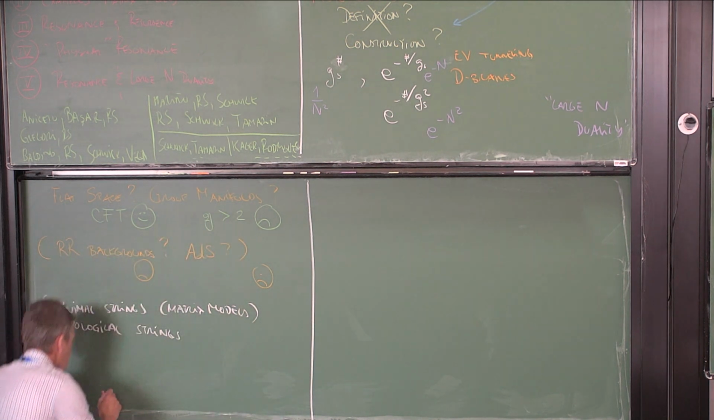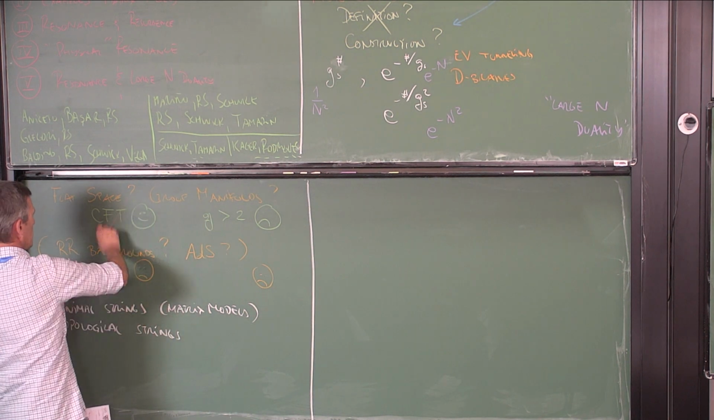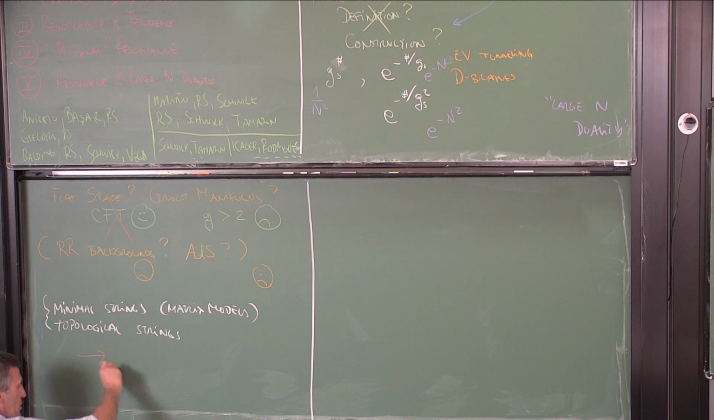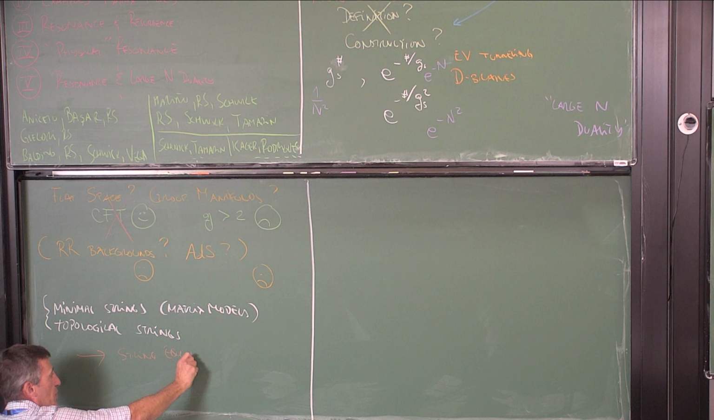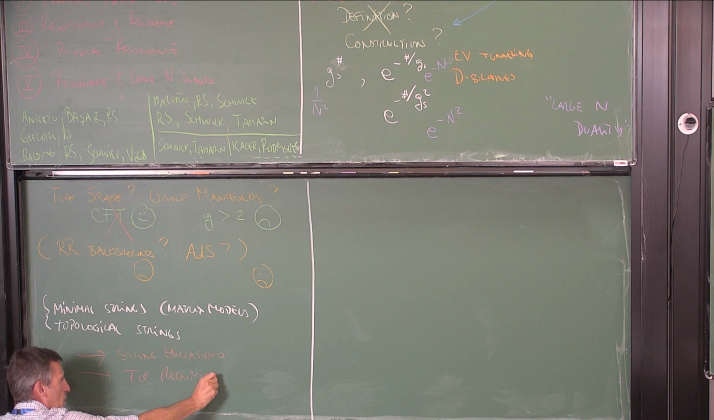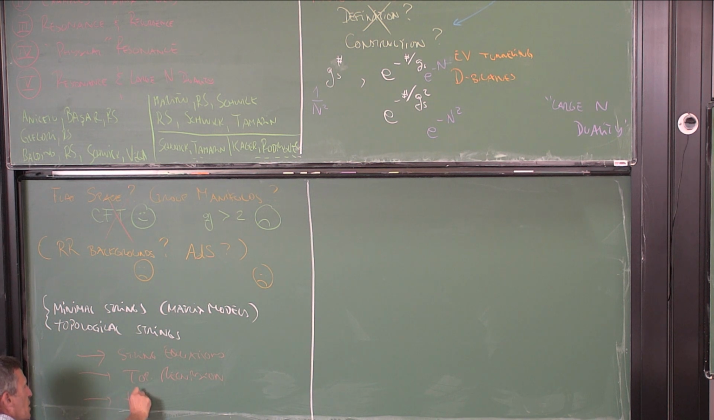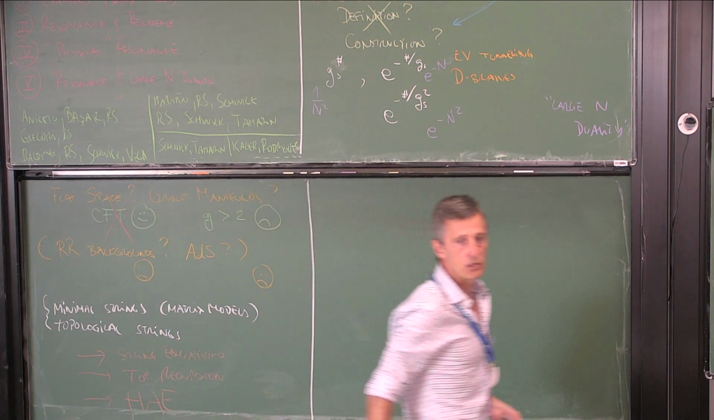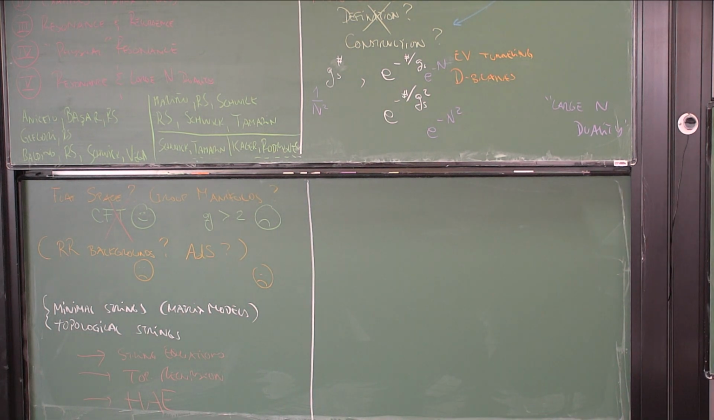So instead of using CFT, what we can do is we can use string equations, which come from the matrix model. More on that in a minute. We can do topological recursion, of course, because we have a matrix model. And with topological strings, of course, we can do the holomorphic anomaly equation. So these are the sort of tools that allow us to generate data and try to do some non-perturbative construction of string theory, starting from an asymptotic series.